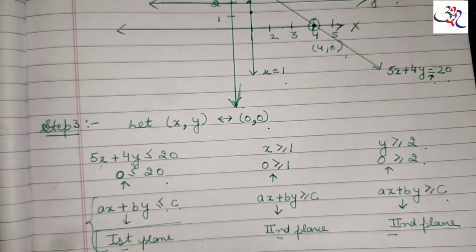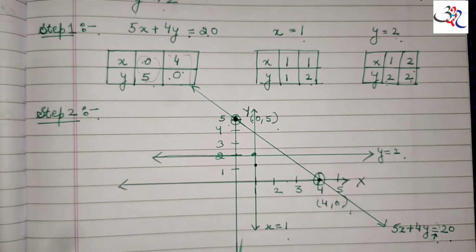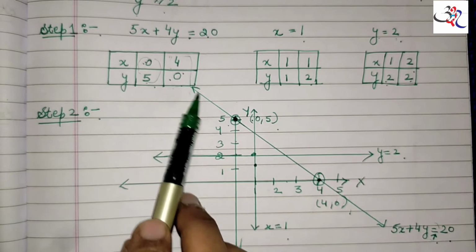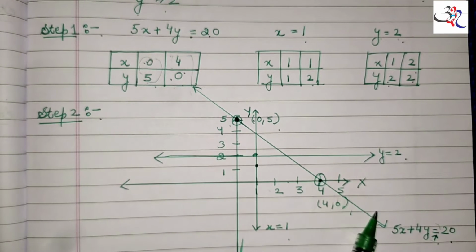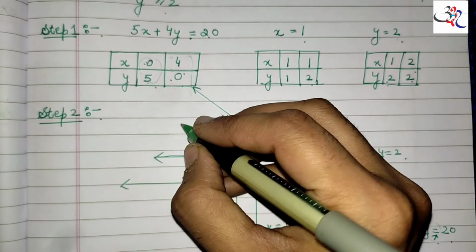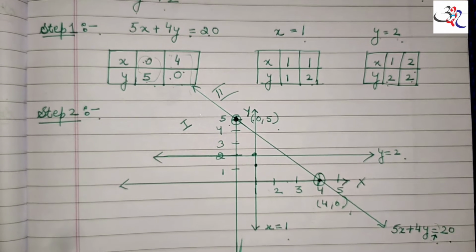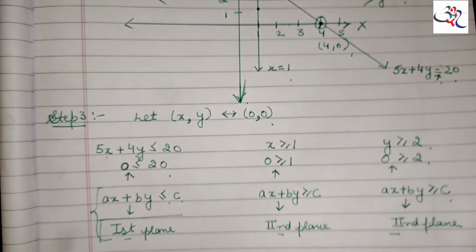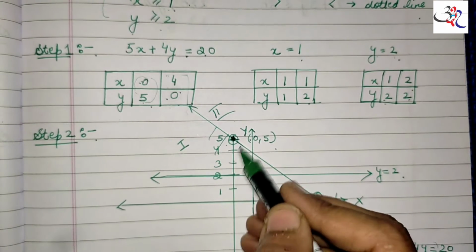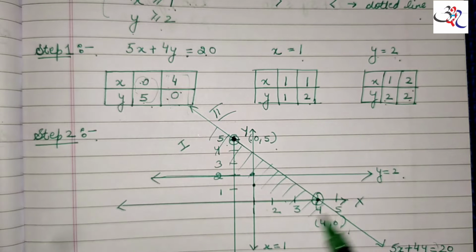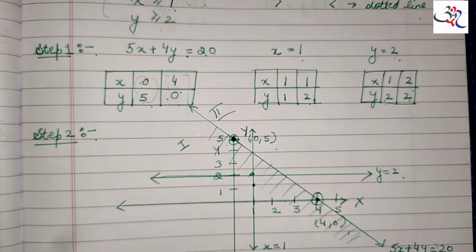Okay, so now come back to the graph and see for the lines what the first plane and second plane are. Suppose this is my first line. For my first line, my first plane is towards the left hand side. So this is my first plane and this is my second plane. Okay, so where does my solution lie? My solution lies in the first plane. For the first line, my solution lies in the first plane. So that means my solution will be towards this side for this line. Now for the remaining two lines, my solution is in the second plane.